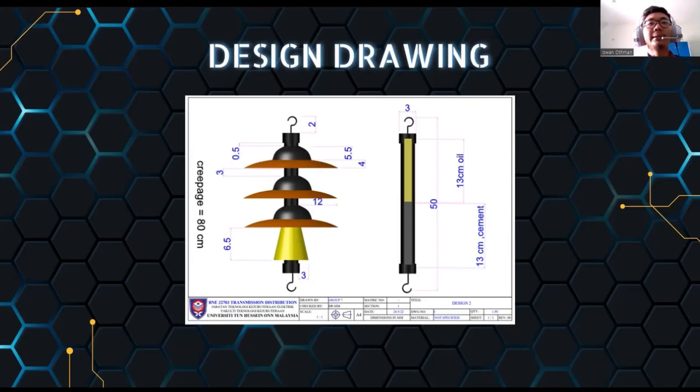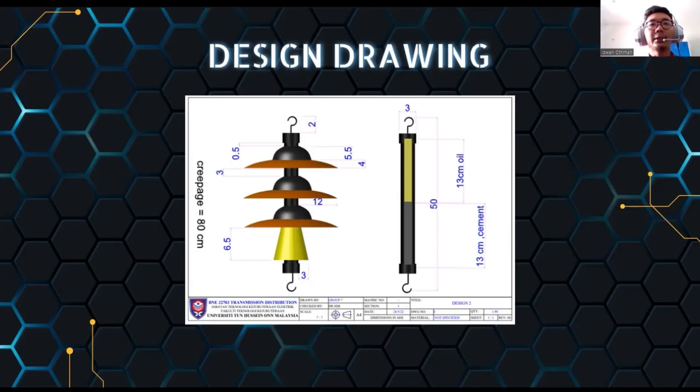In this prototype, the substance utilized is an oil and cement combination. The overall length of this prototype is roughly around 50 centimeters, and the total creepage is 80 cm. Next, the other sheet.